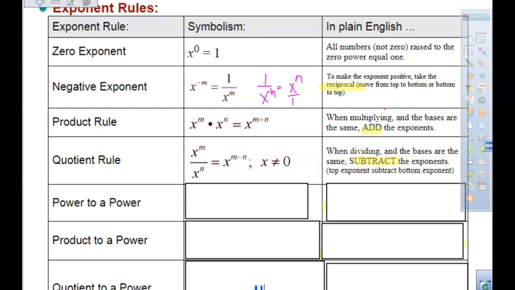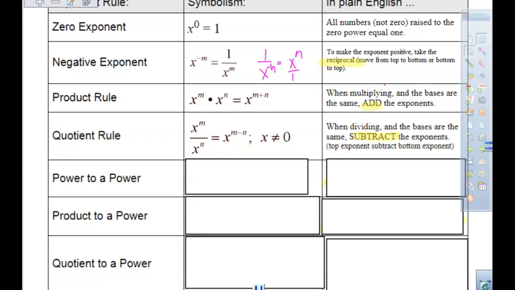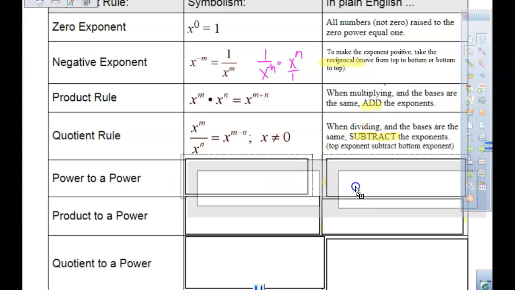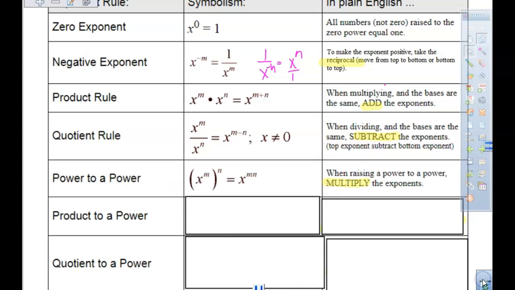If we have a power to a power, this is the one we looked at towards the end of last week, we have a power to a power, we're going to multiply those.